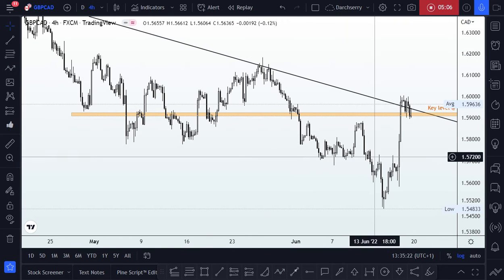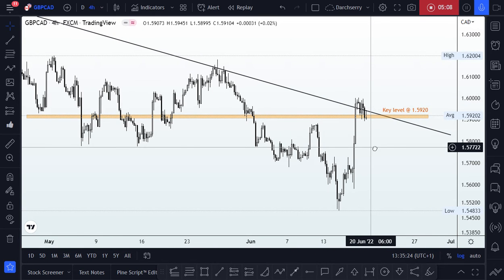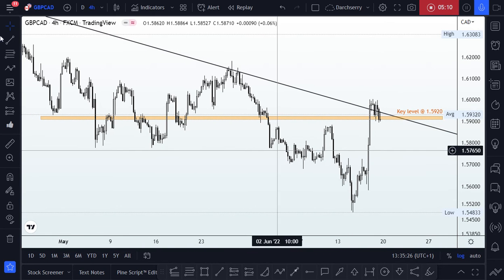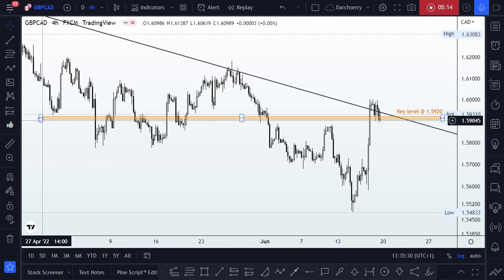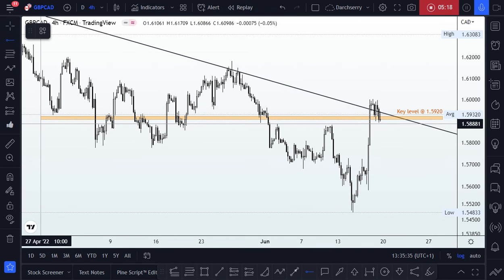So going into the new week, I want to be using the key level at 1.59200 as my yardstick going forward, and I want to be placing my entry right below the key level after the confirmation has been made. And what is our confirmation?